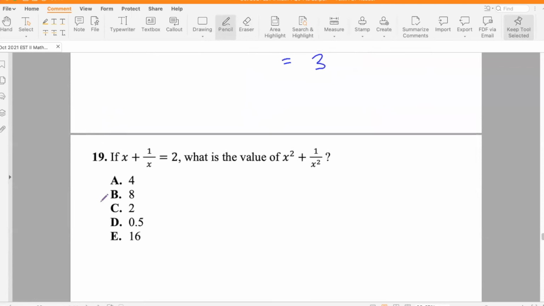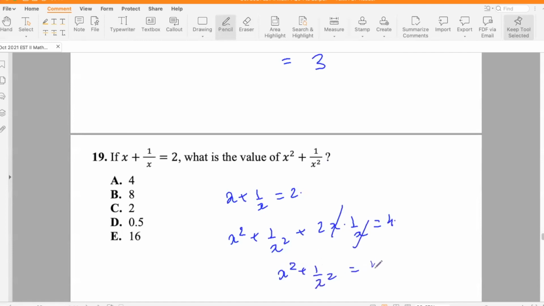If x plus 1 by x is 2, what is the value of x squared plus 1 by x squared? So x plus 1 by x is 2. If I square both sides, x squared plus 1 by x squared plus 2 times x into 1 by x is 4. So this cancels, and x squared plus 1 by x squared will be 4 minus 2, which is 2.